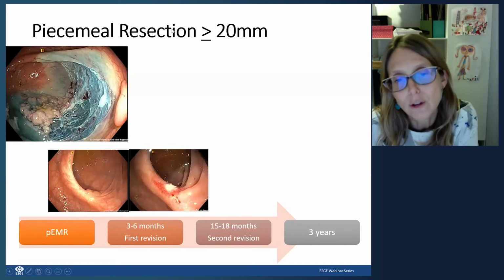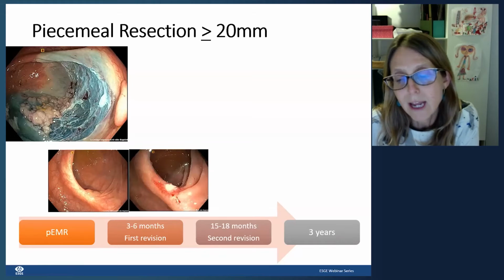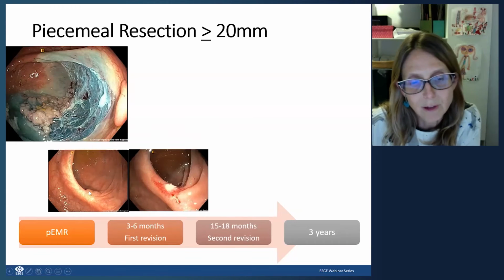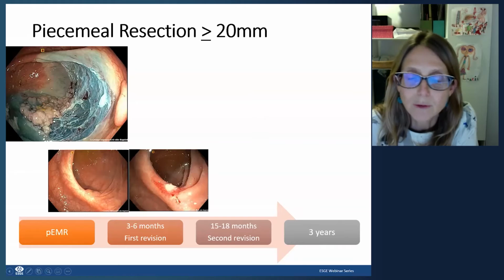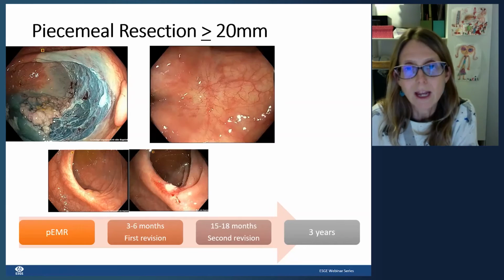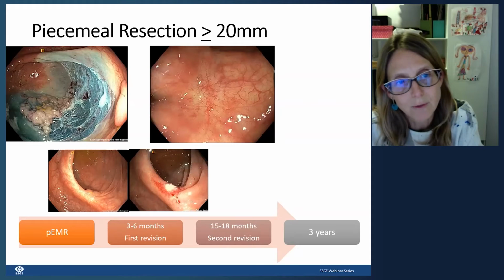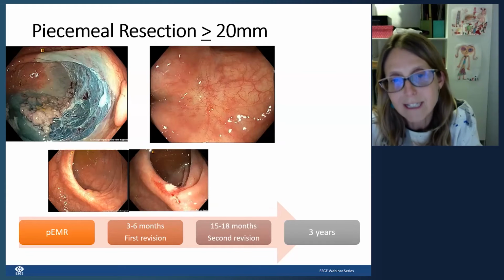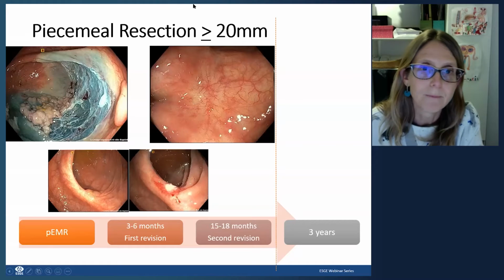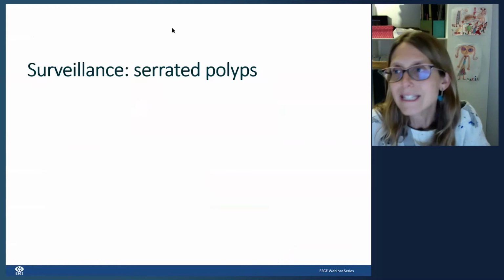And then they need another colonoscopy at 12 to 18 months after the baseline colonoscopy, because even if in this first surveillance colonoscopy you don't find any recurrence, there is still a small risk, like 3 to 5%, of having a recurrence at the later colonoscopy. So those people will need 1 colonoscopy for treating, another at 3 to 6 months for surveillance, another at 12 to 18 months. And if there is no recurrence, then they will go into surveillance 3 years afterwards. And that's it for adenomas.